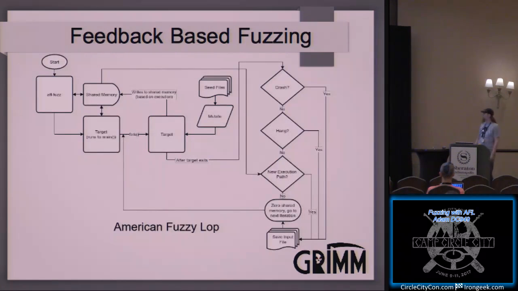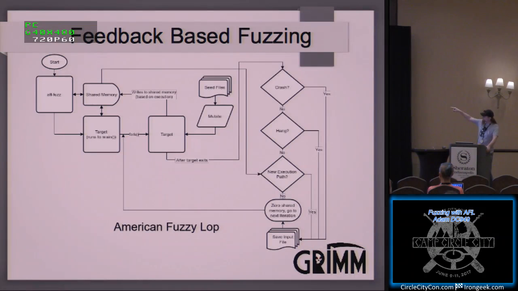So feedback-based fuzzing fixes that, and looks like my resolution's a little low here, but in the top left, we start, and the thing right below that's afl-fuzz. That's the program that actually does the fuzzing. It sets up some shared memory off to the right there, and then it runs your target. So objdump, for example. And it runs up to main.